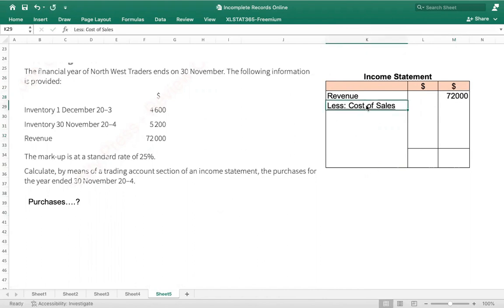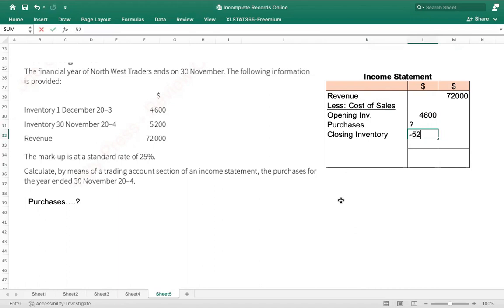Now from revenue we need to subtract cost of sales, right? For cost of sales, we have opening inventory. Opening inventory is given, and the amount is 4,600. After that we take purchases, but we don't know the amount of purchases. That is the missing item. Then we know closing inventory, which we need to subtract: 5,200, given in the question.